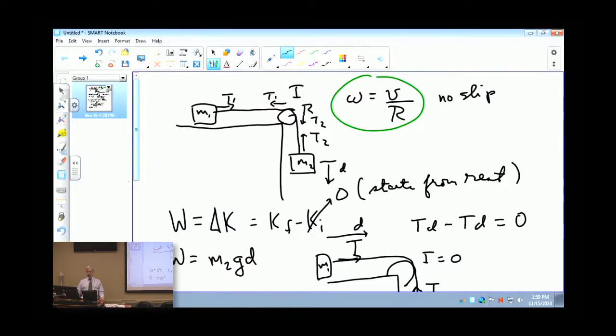Obviously, there's two kinds: rotation and translation. So let's consider the translation. What kind of translational motion is it? Uniform acceleration, right. The forces are constant, they're not changing, and the mass is not changing. Therefore, we get uniform linear acceleration of the masses.